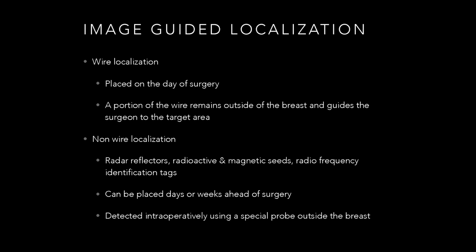There's a wire that's inserted through a needle. The needle is removed, and a portion of the wire remains outside of the breast and guides the surgeon to the target area. And a non-wire localization includes radar reflectors, radioactive and magnetic seeds, and radiofrequency identification tags. This can be placed days or even weeks ahead of the surgery, and the reflector or other tag is detected intraoperatively using a special probe that's outside of the breast.